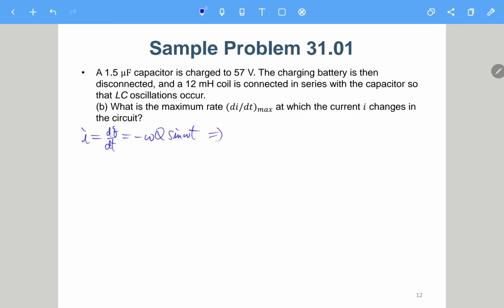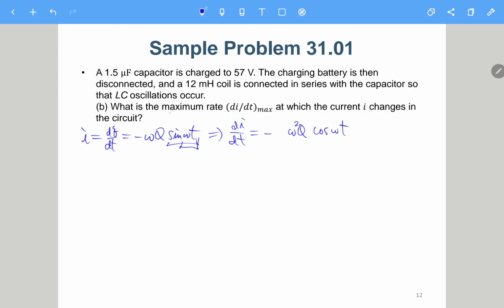And then when you try to find di/dt, it will be negative ωQ, and then the derivative of sine is cosine of ωt, and then by the chain rule, you take the derivative of the argument, so you get another ω. It turns out to be like this.